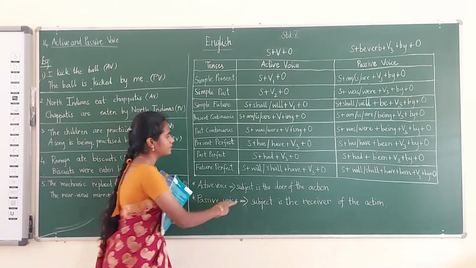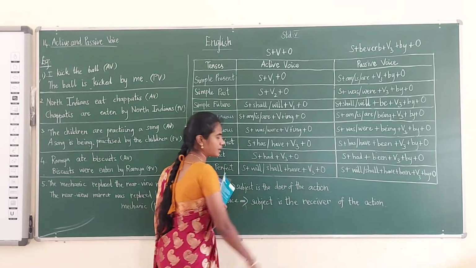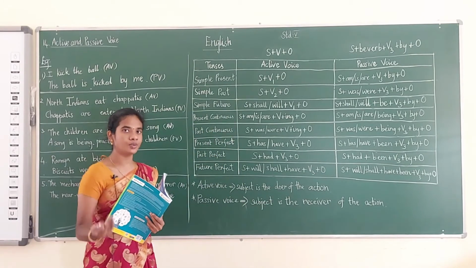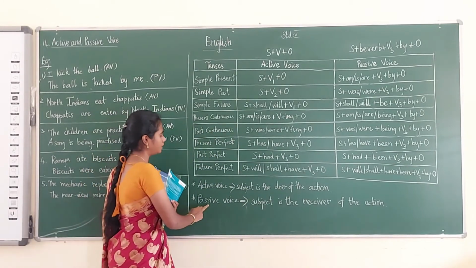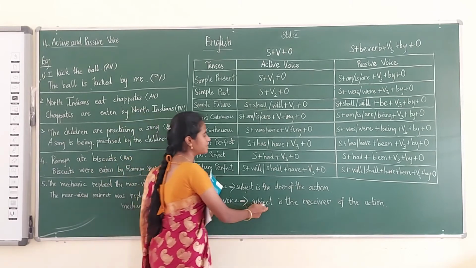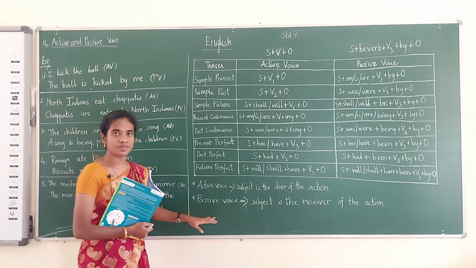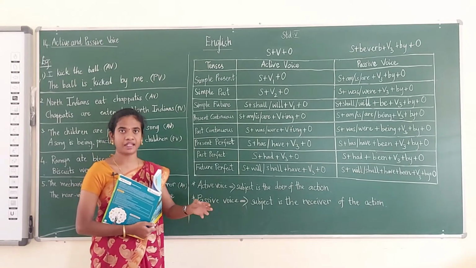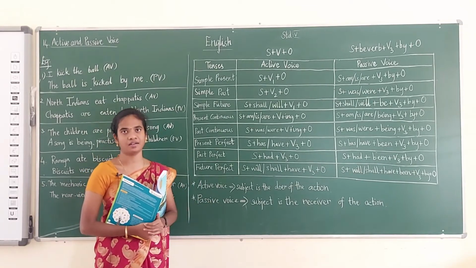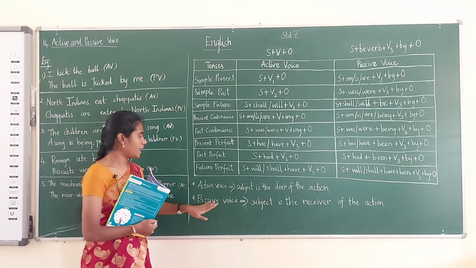What is an active voice? Here the subject is the doer of the action. In active voice the subject does the action, and in passive voice the subject is the receiver of the action. So in passive voice the subject doesn't do any action but just receives the action. This is known as the active voice.